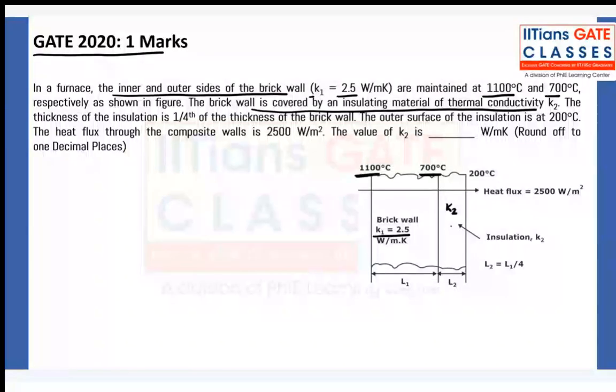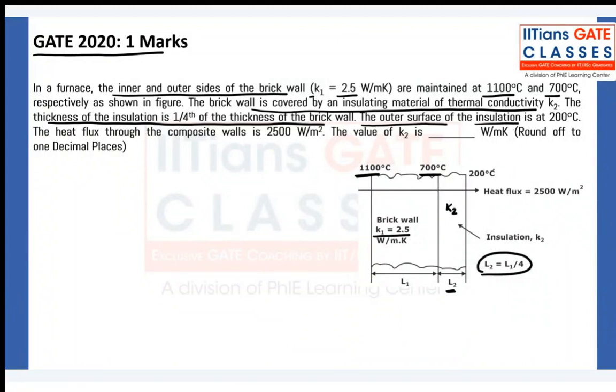Now the thickness of insulation is 1/4 of the thickness of the brick wall, so L2 is L1 by 4. The outer surface of the insulation is at 200. The heat flux through the composite wall is 2500 watt per meter square. This is Q dash, capital Q per unit area, so this is 2500 watt per meter square.